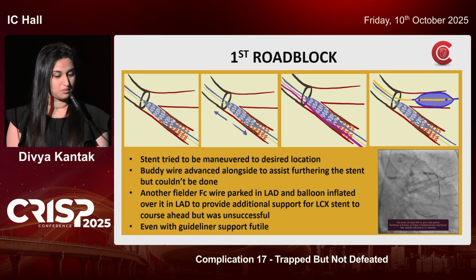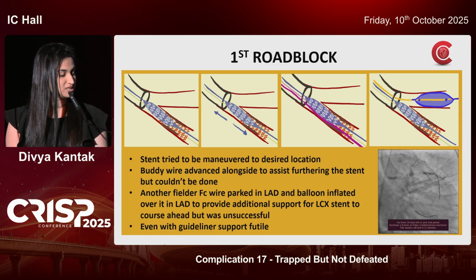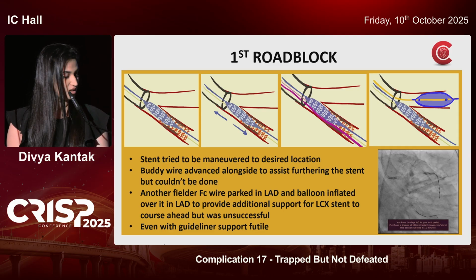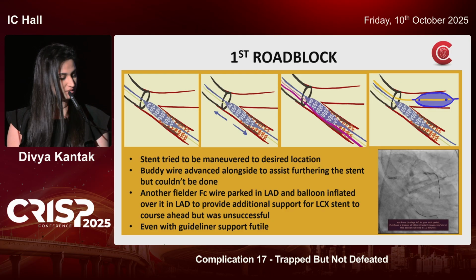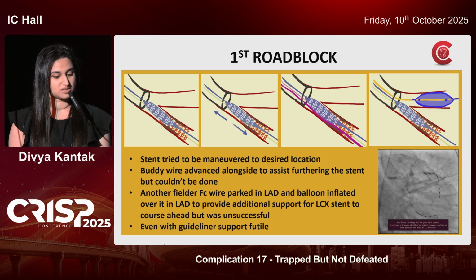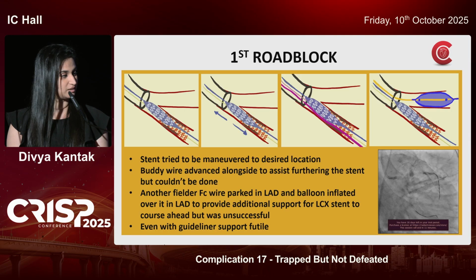During the next step, while advancing the stent, we faced our first roadblock. We noticed that there was a lot of tortuosity and calcium. The stent tried to be maneuvered to the desired location, but it could not happen. We gave gentle traction to the stent to and fro to reposition it, but again, we couldn't do it. So we tried a buddy wire. We advanced it alongside to assist in furthering the stent, but again, that could not be done.